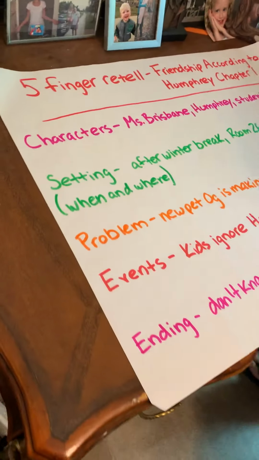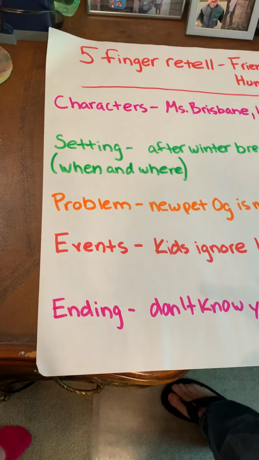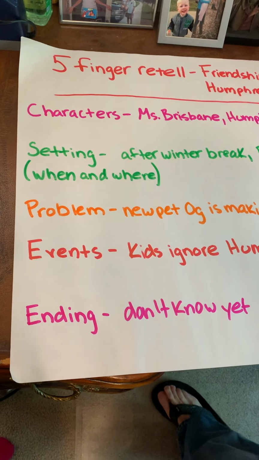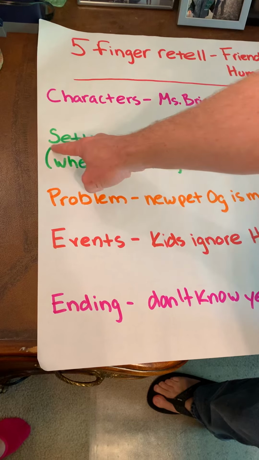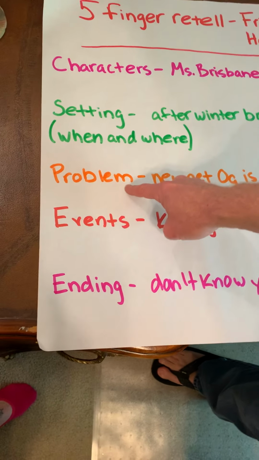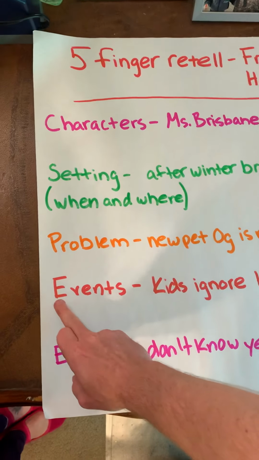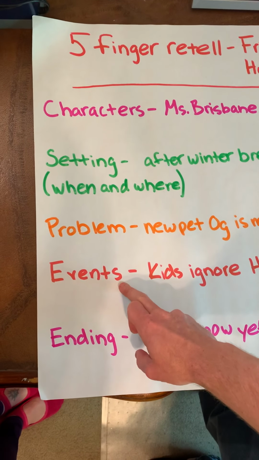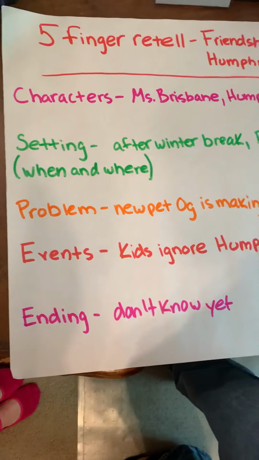just like I have come up with for Friendship According to Humphrey. So from reading to the max or your own fictional story if you don't have access to reading to the max, I want you to tell me who are the main characters? What is the setting, the when, and the where? What problem is happening in our story? And this is the big problem. What happens to start helping to solve that problem? And how is the problem finally solved? When we meet on Wednesday, we are going to talk about this together.